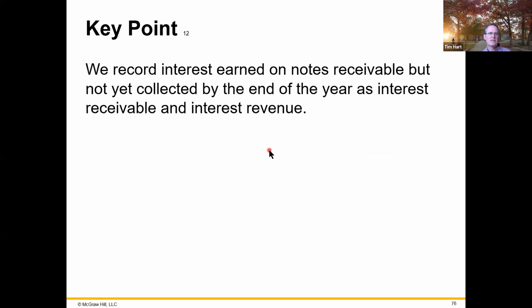So a key point here, record the interest earned in the appropriate period as interest receivable and interest income, again, to keep it in accordance with the accrual basis.